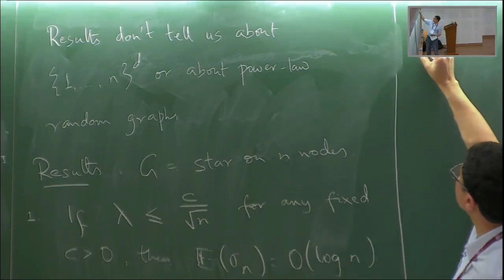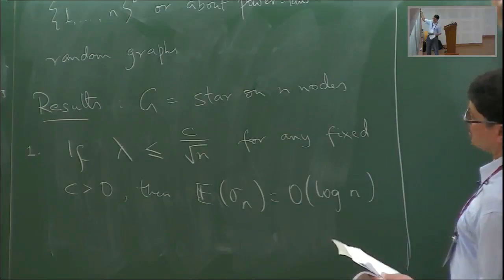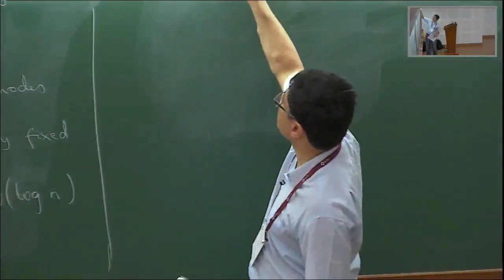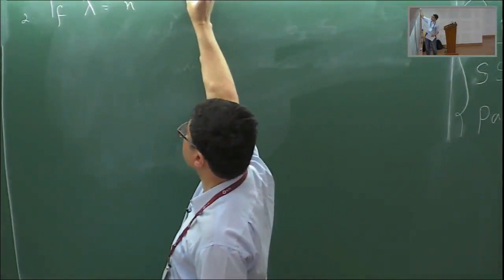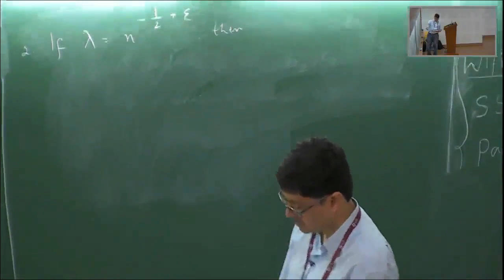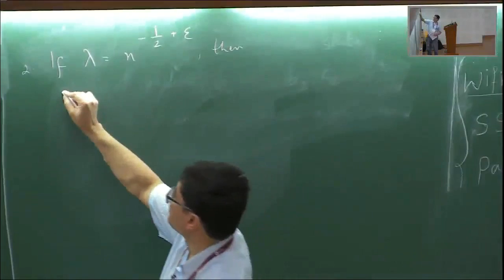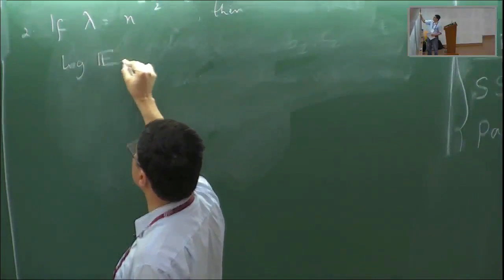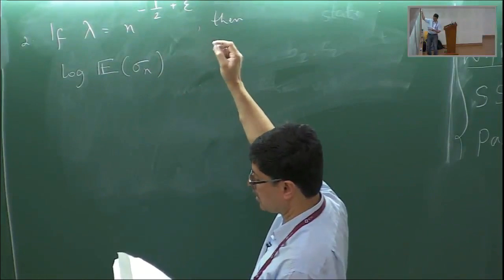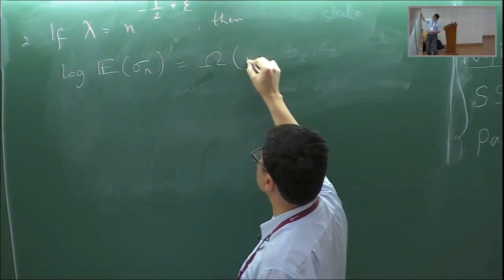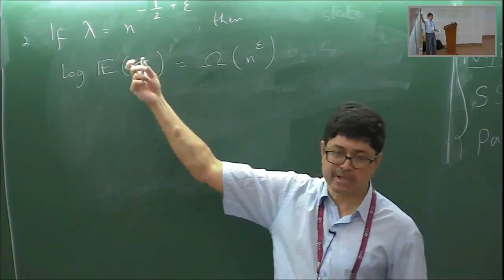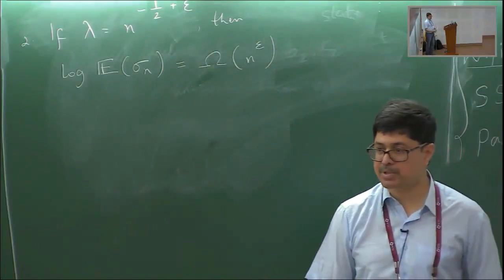And if you have lambda which is a bit bigger than n to the minus half, so if it's n to the minus half plus some epsilon, then your epidemic lifetime is exponential. It's omega: the log of the expected lifetime is n to the epsilon, so the expected lifetime is e to the n to the epsilon.